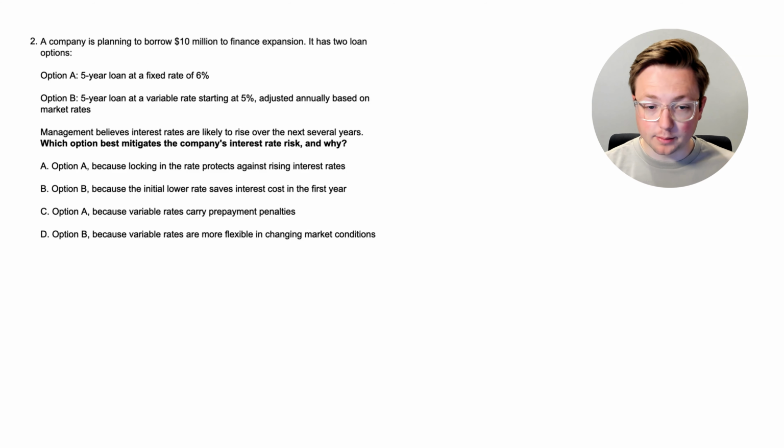Let's go through the answer options. And normally I say option A, but because we're also dealing with option A and B in this question, I'm going to say the letter instead. So letter A, option A, because locking in the rate protects against rising interest rates. Letter B, which is option B, because the initial lower rate saves interest cost in the first year. Letter C, option A, because variable rates carry prepayment penalties. Or letter D, option B, because variable rates are more flexible in changing market conditions.